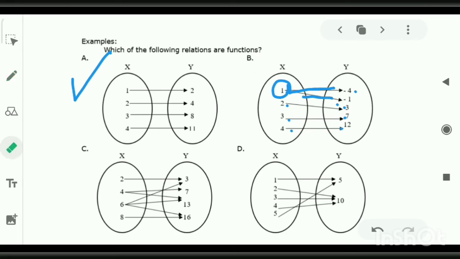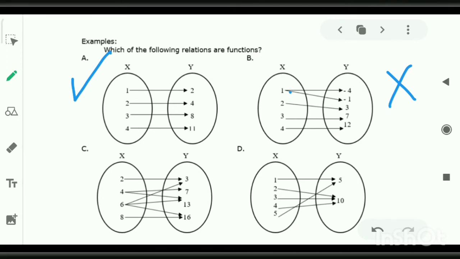Again, as what I said earlier, each of our x values here should only be paired to one element in the y. Since 1 here in our x or in the domain is paired to two numbers, these are -4 and -1, this makes this mapping diagram not a function, since 1 is paired to two different values in y.